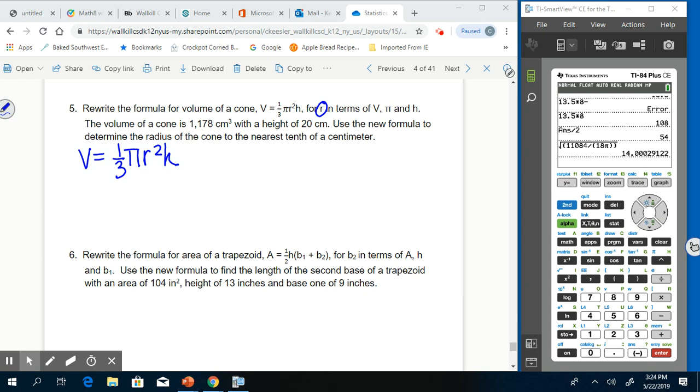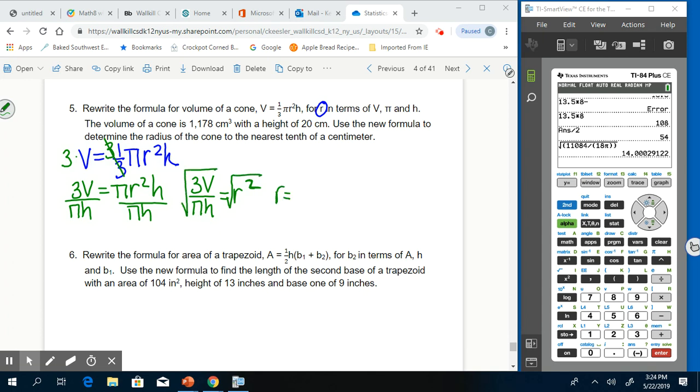So again, I'm going to start by getting rid of that 1/3. The opposite of multiplying by a fraction is to multiply by its reciprocal. Multiply both sides by 3. We get 3V equals pi r squared h. Now I'm going to get rid of the pi and the h by dividing. So 3V over pi h equals r squared. And lastly, we have r squared, so we have to get rid of that square. Take the square root. Final answer is r equals square root of 3V over pi h.